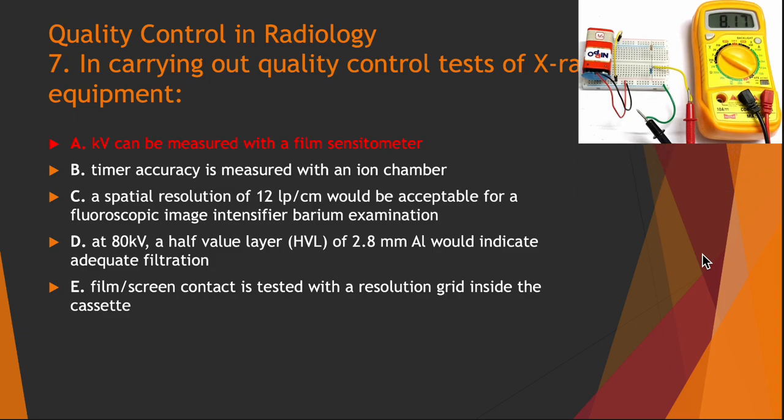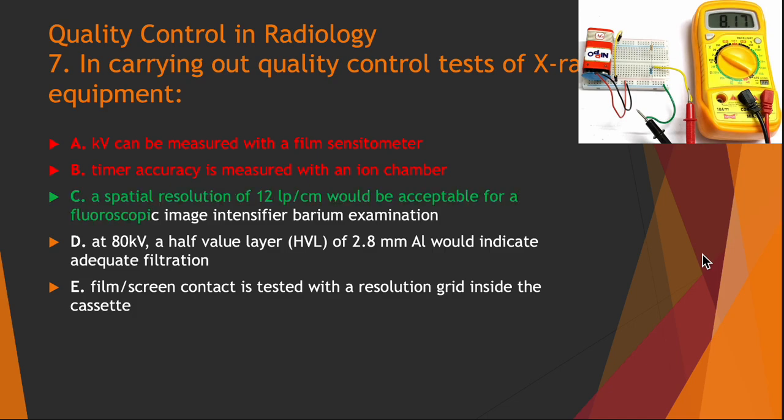The timer accuracy is measured with an ion chamber. Actually false again. Why? Because an ion chamber measures the dose and not the time. For time, I don't know whether you have seen in our table viva, we had one spinning lead top, which was the particular device used to measure the time of the X-ray production.